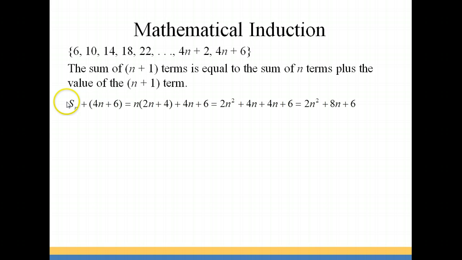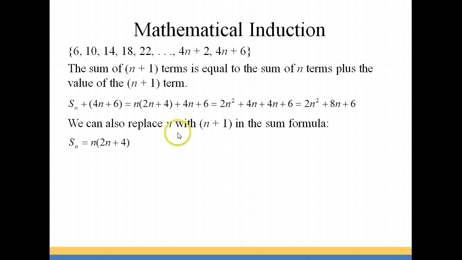So Sn represents the sum of n terms. Our next term has a value of 4n plus 6 on it. So we're going to take n times 2n plus 4, which we used to find the formula for the sum of n terms, and add on 4n plus 6. And then we're going to simplify that. So it's 2n squared plus 4n by distributing the n, and then add another 4n plus 6. And then combine like terms, and we get 2n squared plus 8n plus 6.